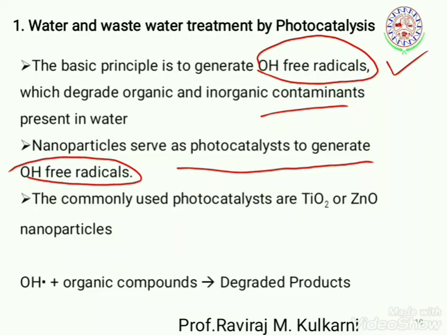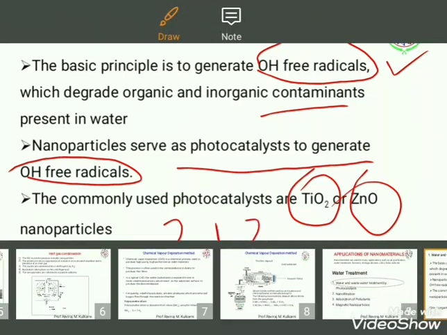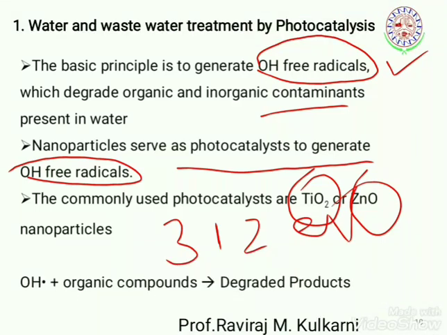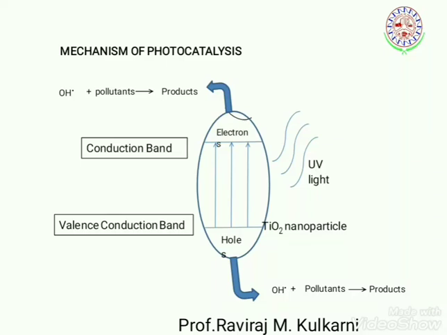The commonly used photocatalysts are TiO2 and zinc oxide, because they have a band gap of 3.2 electron volt. The OH radicals produced by this technique react with organic compounds to produce degraded products. Complete degradation may take place, leading to carbon dioxide and water, or partial degradation may take place. So what is the mechanism behind this?